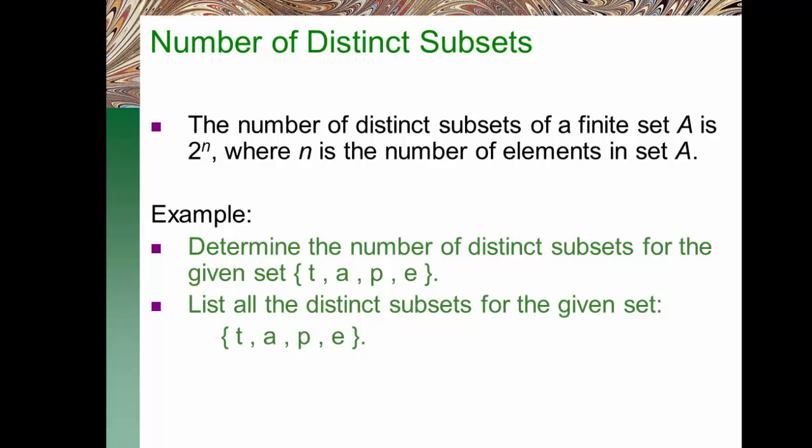Now we have a formula to compute the number of ways we can select a subset. The number of distinct subsets of a set with n elements is simply 2 to the nth power. Let's take a look at this example here. Suppose we are given this set of 4 letters, T, A, P, E. Let's go ahead and list all the distinct subsets of this set.